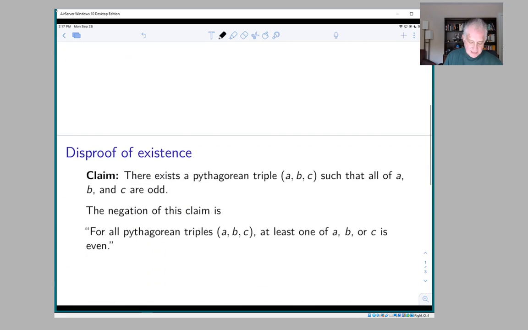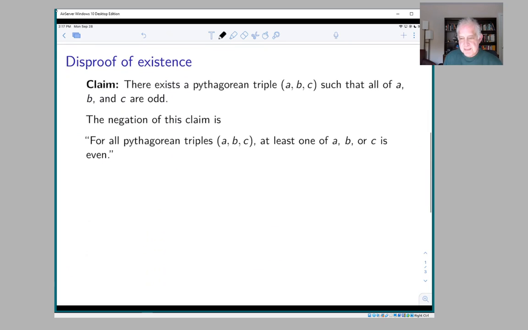So we can look at maybe something a little more concrete. This is simpler than Fermat's last theorem, but let's suppose that the claim we're looking at is that there exists a Pythagorean triple A, B, C such that all of A, B, and C are odd. And if we want to disprove this, first of all, we have to analyze the statement. The original claim is that there exists a Pythagorean triple with a certain property. So the negation of that is going to be for all Pythagorean triples.